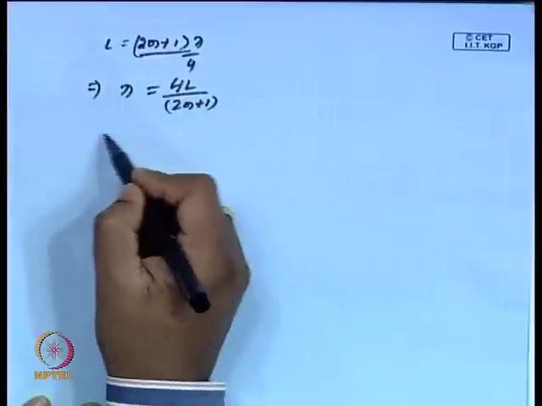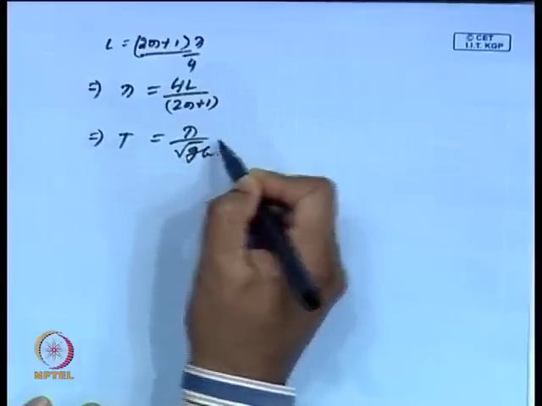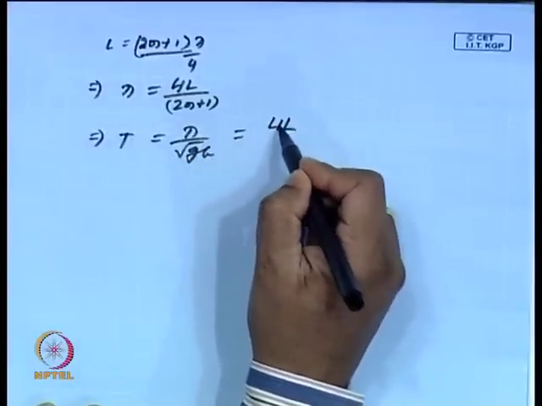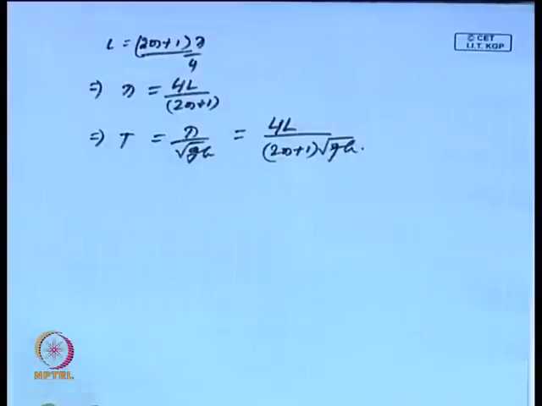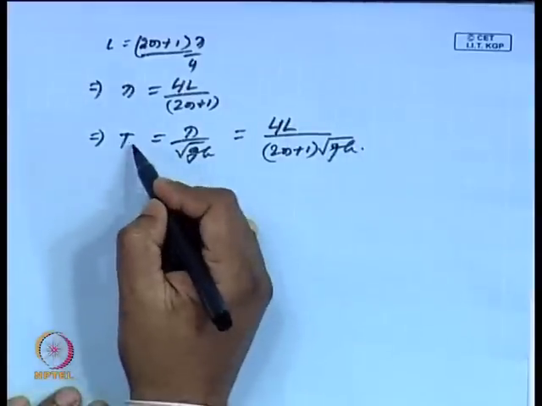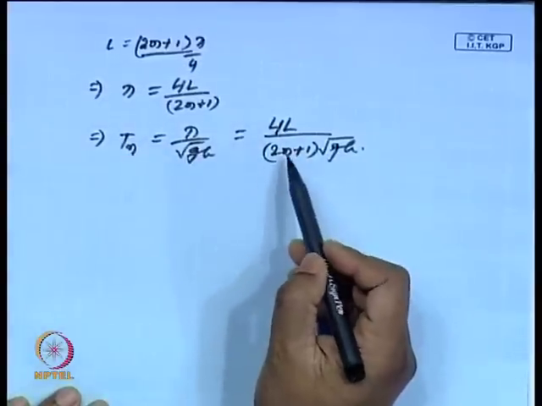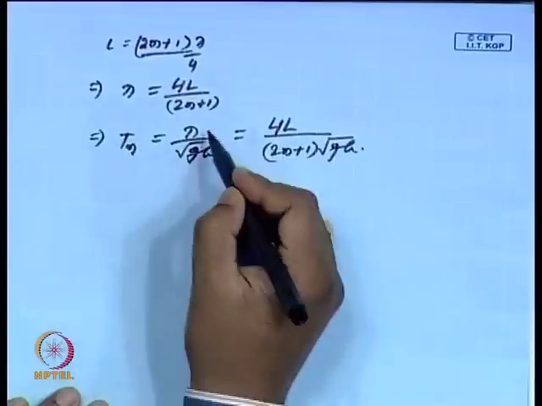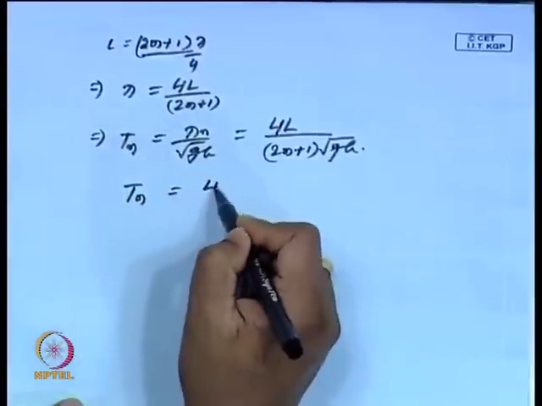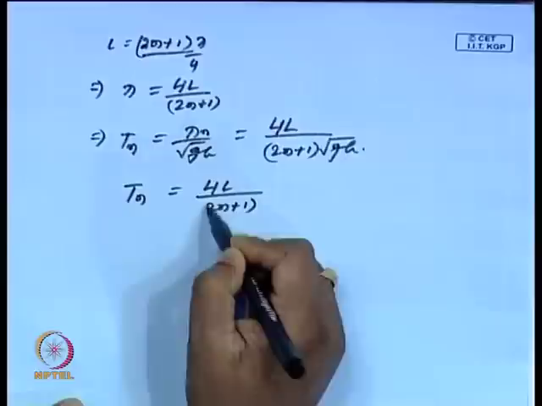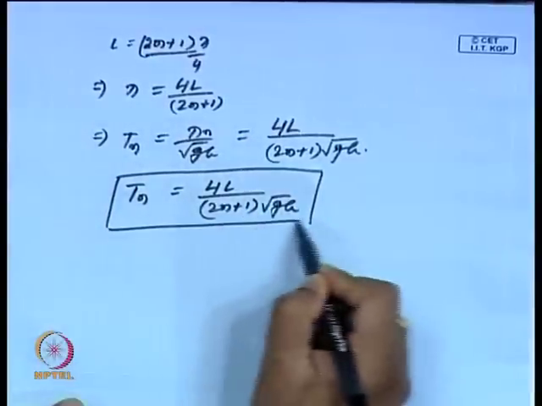So, when I say T is equal to lambda by root gH, this becomes 4L by (2n plus 1) into root gH. For each n I have a Tn, because for each value of n there is a corresponding T, and this I also call lambda n. So, my period of oscillation Tn becomes 4L by (2n plus 1) into root gH, that is in case of a bay. This is the period of oscillation in case of a bay and in case of shallow water.